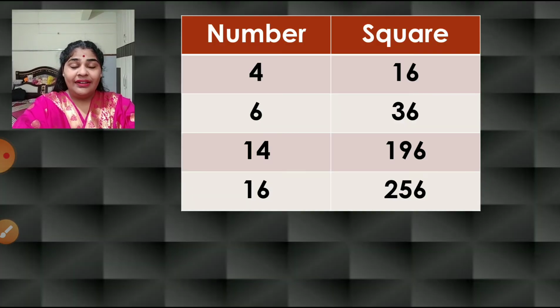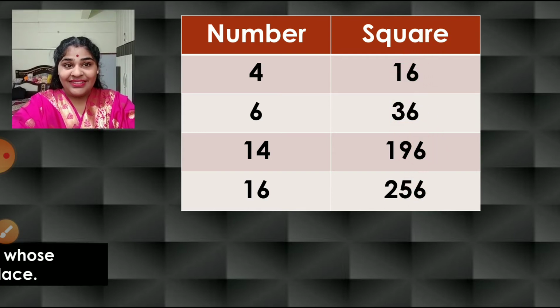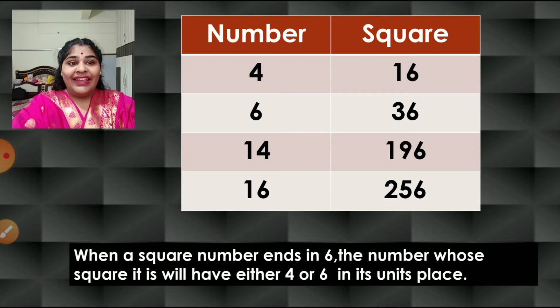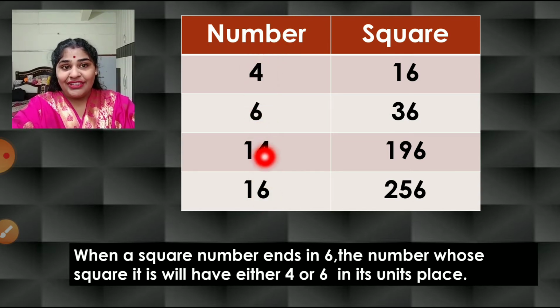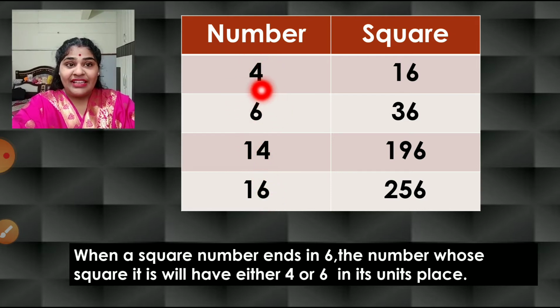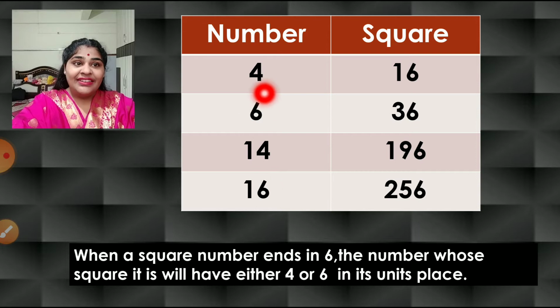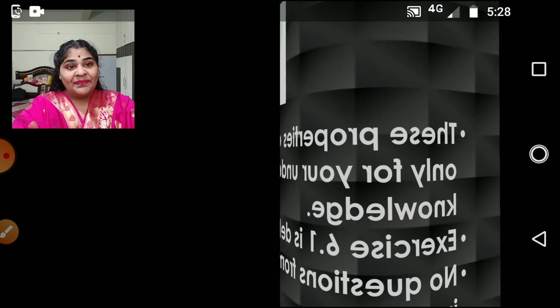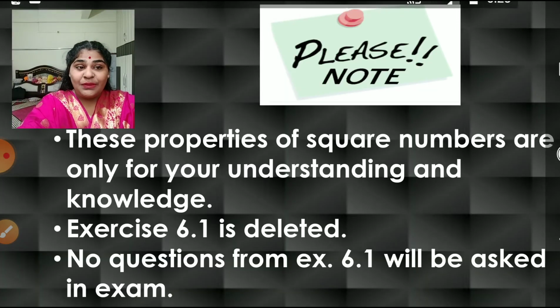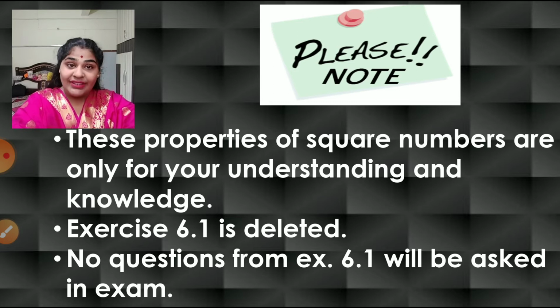Now here again the numbers are 4, 6, 14, 16. If you observe the squares over here, children, they always end with 6. So when a square number ends in 6, the number whose square it is will always have either 4 or 6 in its units place. That means if a number has 4 or 6 in its units place, its square always ends with 6. So these were some properties of squares, children.